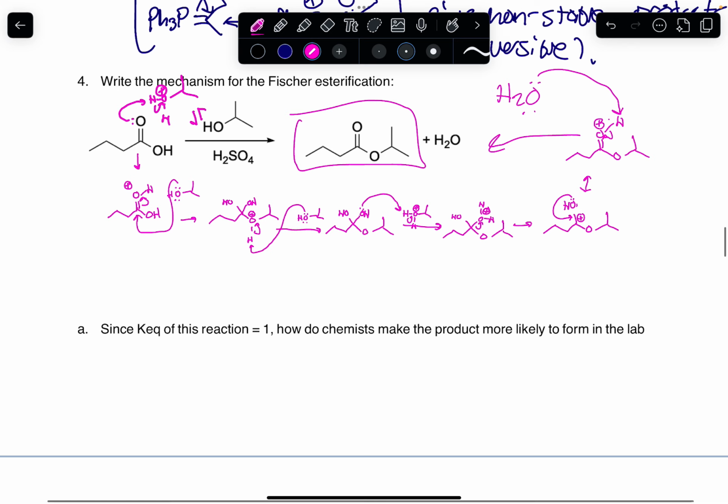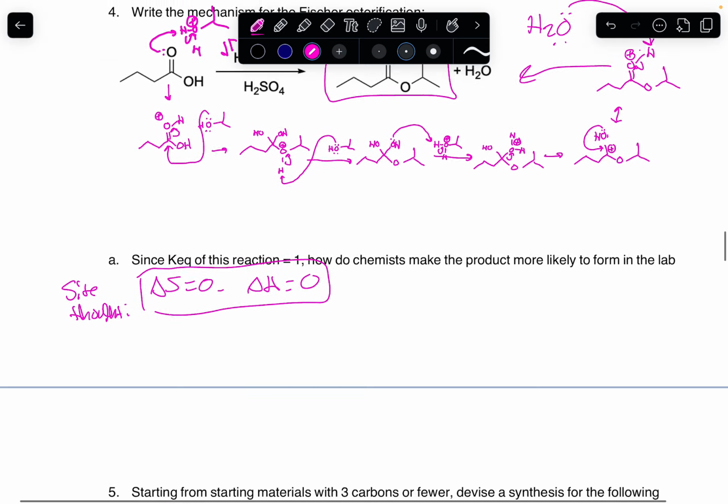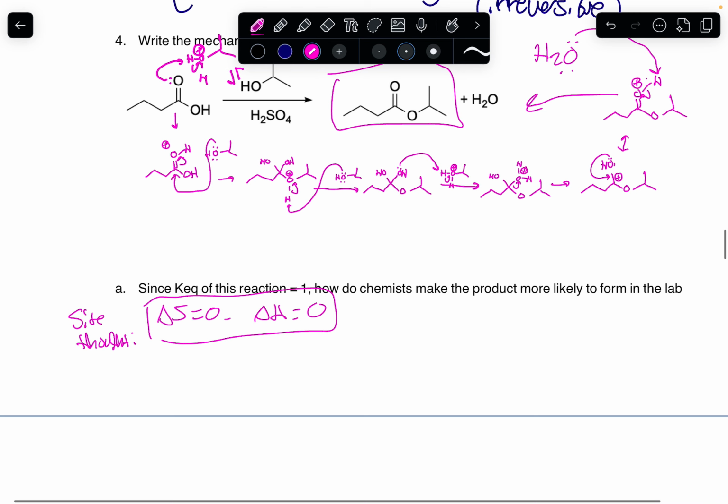So KEQ is around 1. That's because delta S is equal to 0. Delta H is equal to 0. You didn't really need to know that. This is a side thought. We're forming this. If you do the bonds broken, bonds formed analysis, you'll see the bonds broken are identical to the bonds formed. So KEQ is equal to 1. Delta S is 0. So there's nothing really driving this.